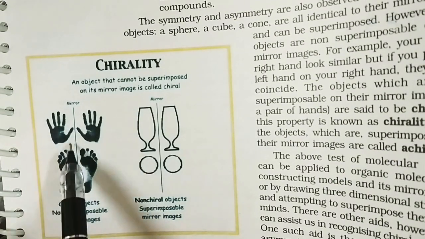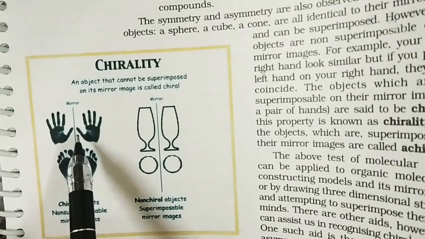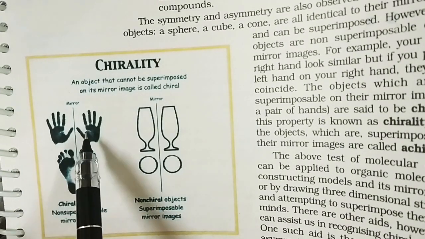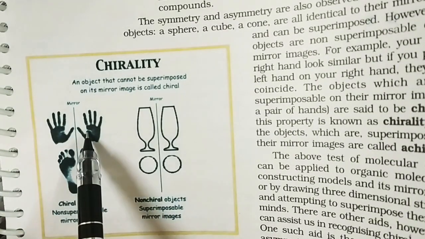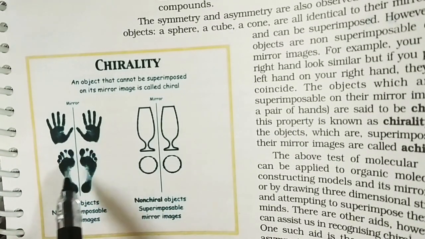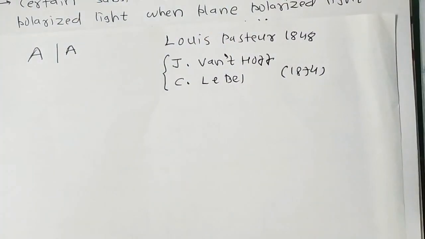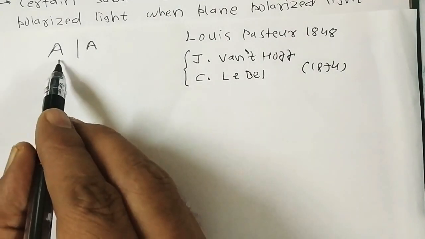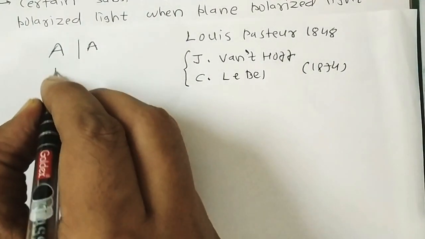So this object is chiral in nature because they are non-superimposable mirror images; this object and its mirror image cannot be superimposed on each other, right? The same way in the case of feet. There are various examples of symmetric or asymmetric objects. For example, if I take the English alphabet A, the mirror image of A is the same, so it is non-chiral in nature.